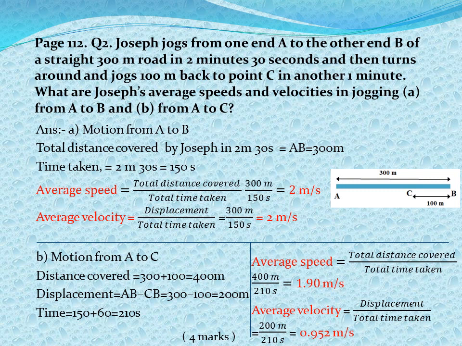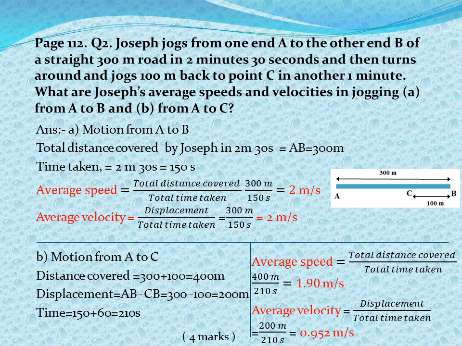Page number 112, question number 2. Joseph jogs from one end A to the other end B of a straight 300 meter road in 2 minutes 30 seconds and then turns around and jogs 100 meter back to point C in another 1 minute. What are Joseph's average speeds and velocities in jogging from A to B and from A to C? Answer A. Motion from A to B.